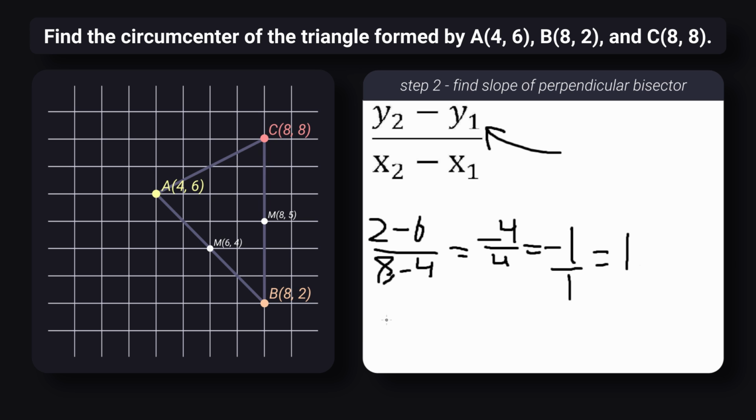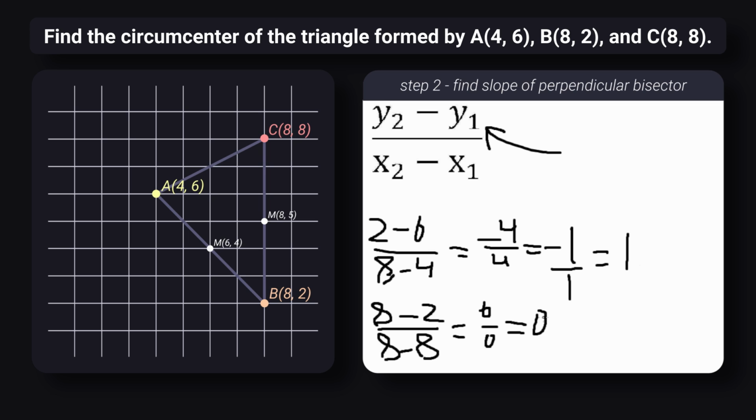So let's go to our next one, which is line BC. So y2 is 8, y1 is 2, so 8 minus 2 over our x values, which is 8 minus 8. We just do the simple math. 8 minus 2 is 6 over 0. And since our denominator is 0, we know this should be equal to 0.